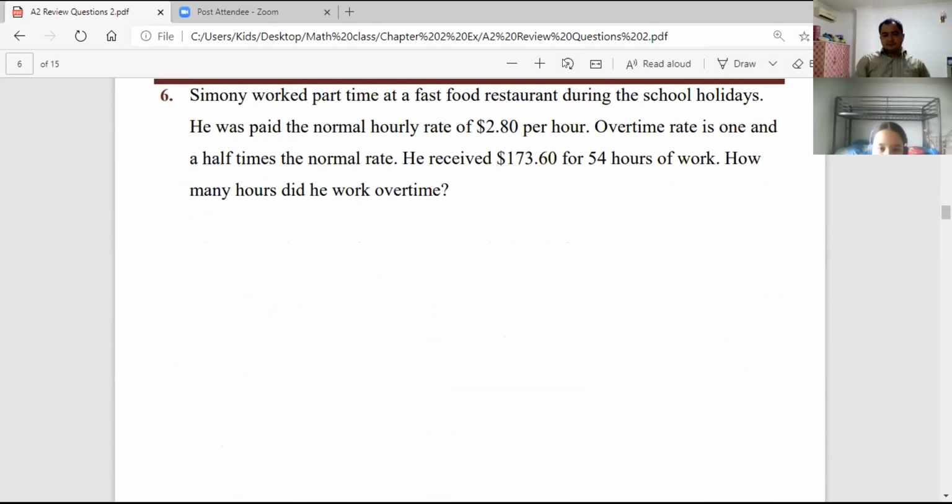Simony worked part-time at a fast food restaurant during the school holidays. He was paid the normal hourly rate of $2.80 per hour. Overtime rate is 1.5 times the normal rate. He received $173.60 for 54 hours of work. How many hours did he work overtime?